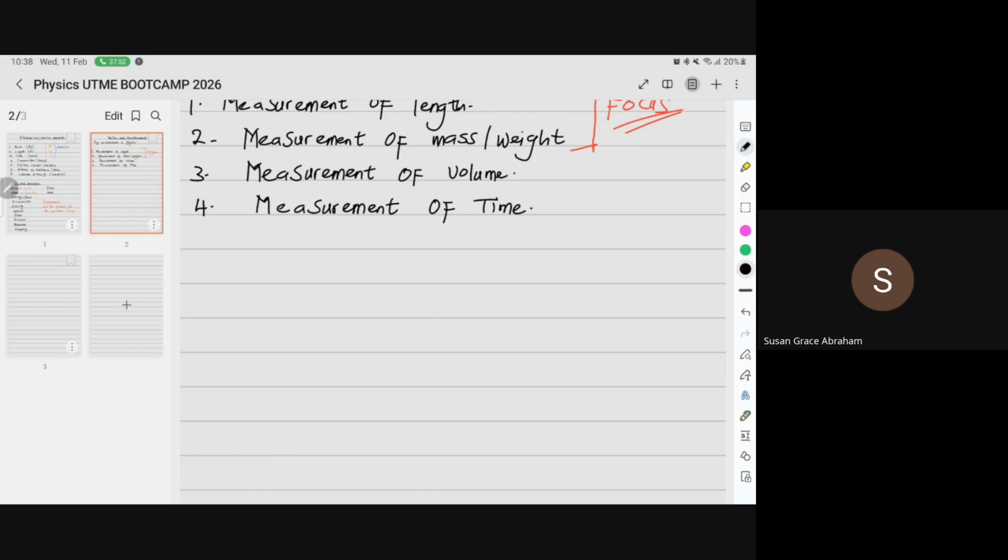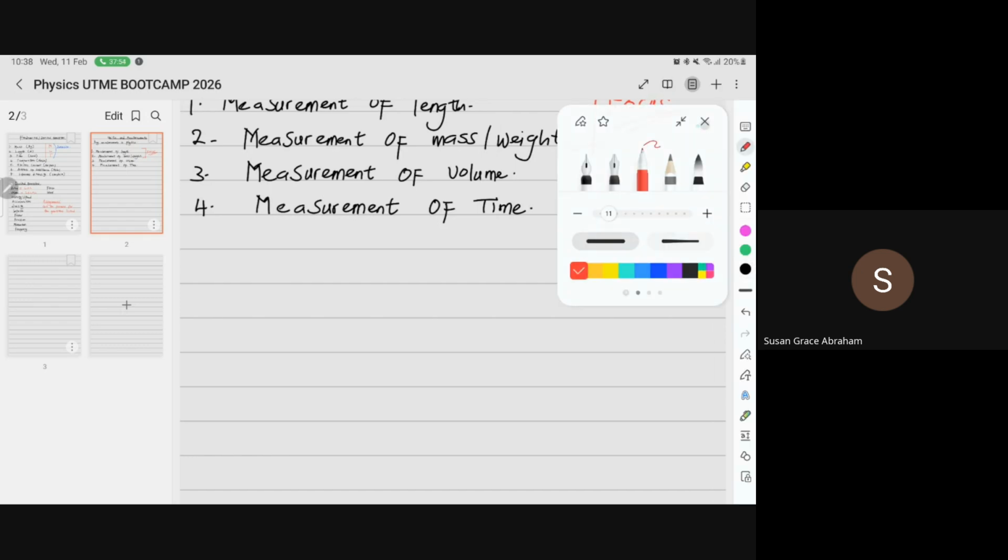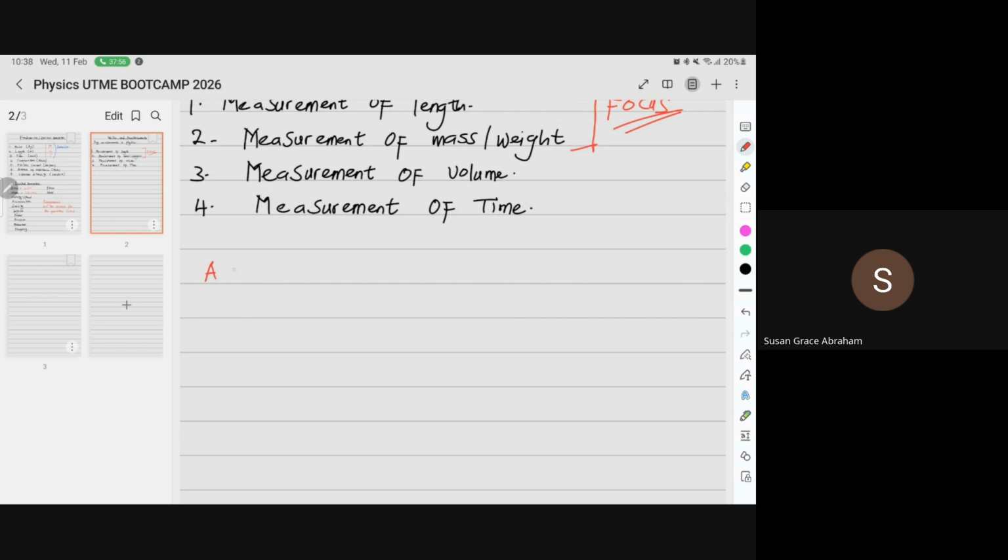So your assignment 2. You see how I'm highlighting all these assignments. Assignment number 2, because of those that will deny me, people like Emeso. Assignment number 2 says measurement of length, measurement of volume and time. Check it out. Okay, so let's proceed with measurement of length.